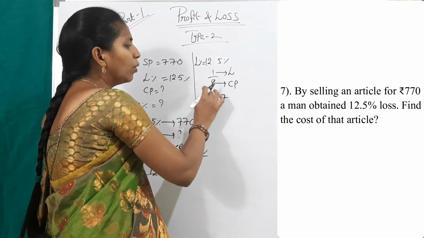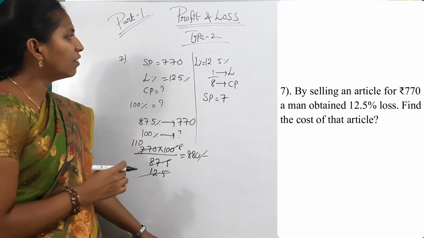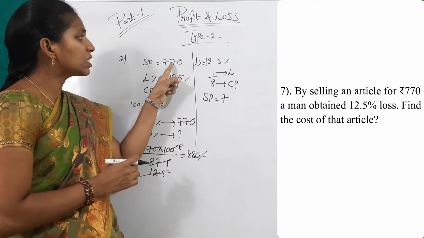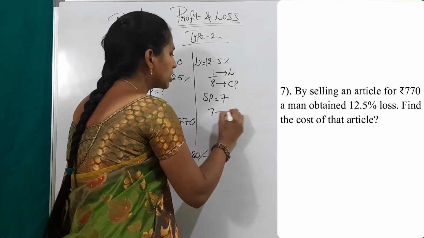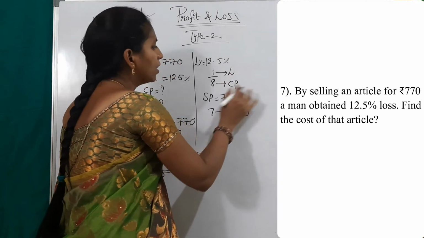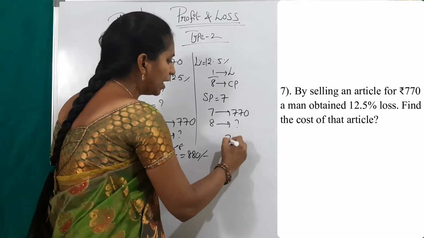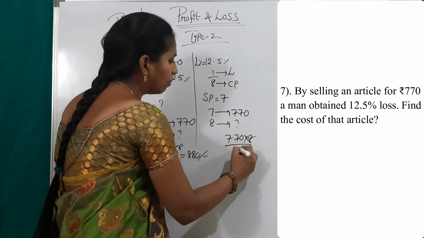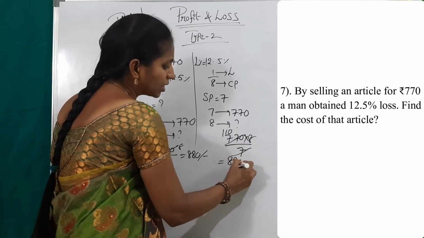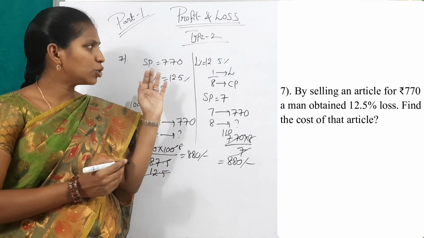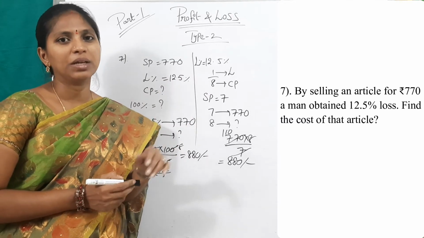Now find out the equivalent value of this 8. Here in the question it is given that 7 equal to how much? 770, because selling price equal to what? 770. So 7 equal to 770. Then find out the cost price. 8 equal to how much? So here cross multiply 770 into 8 by 7. How many times cancelled? 110 times. Then 880 is the result. Find out which method is easy for you, then follow that method. Both are very important methods.